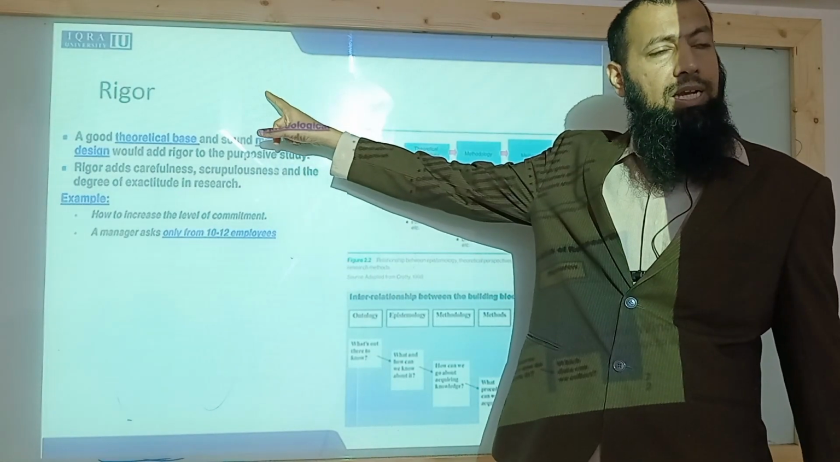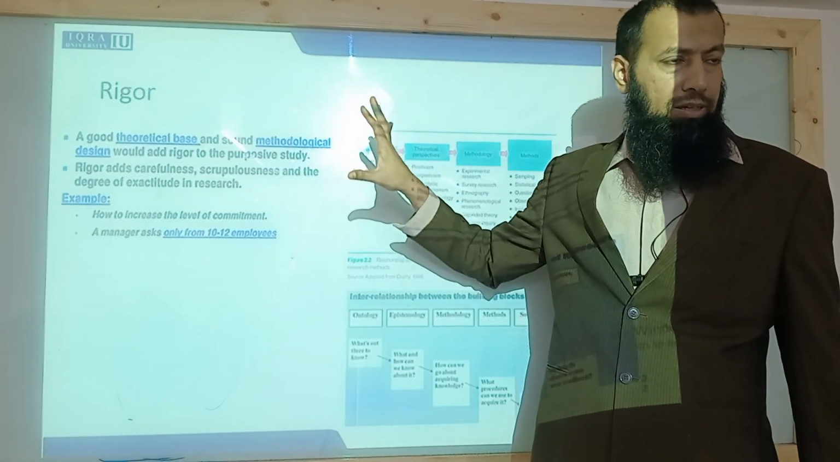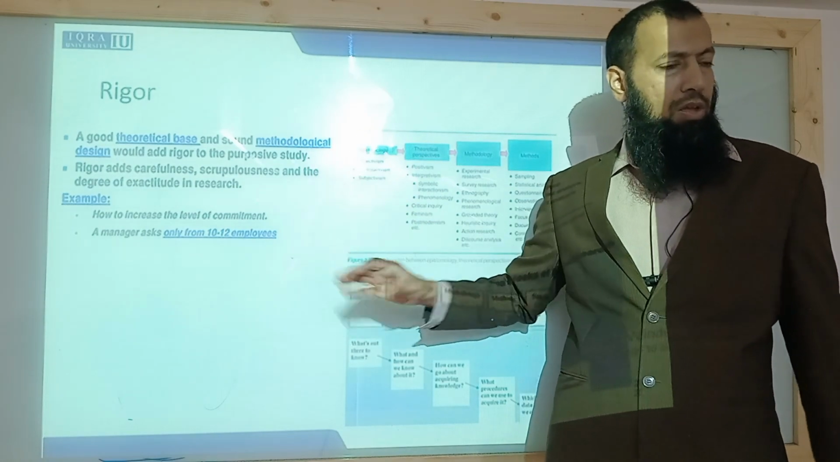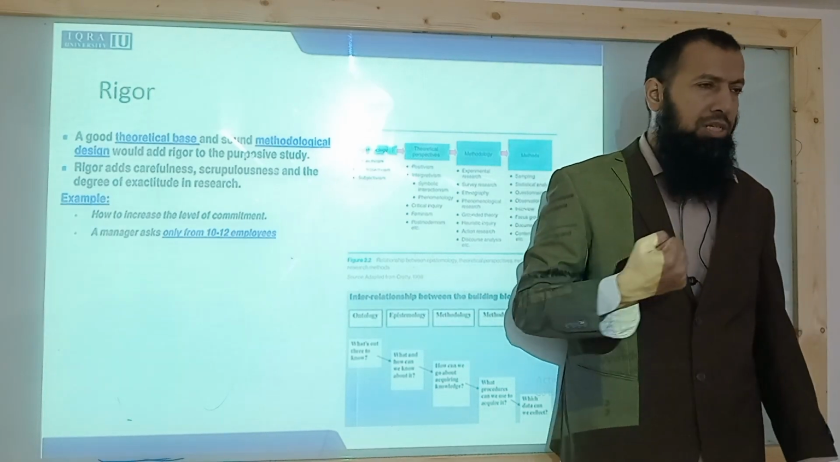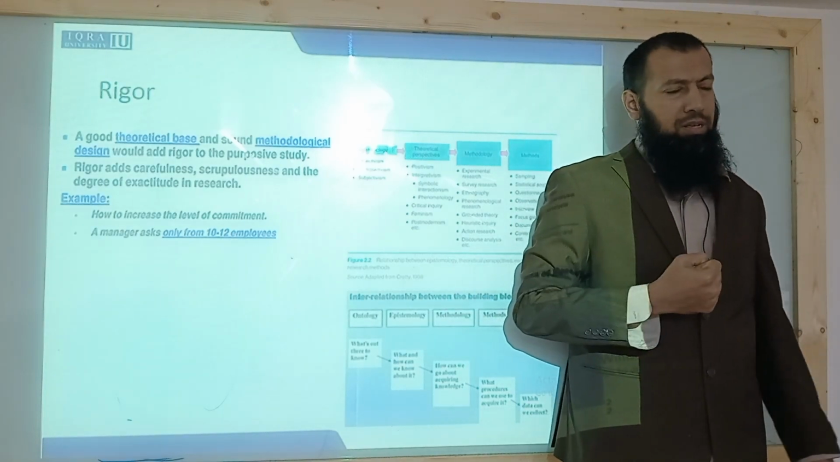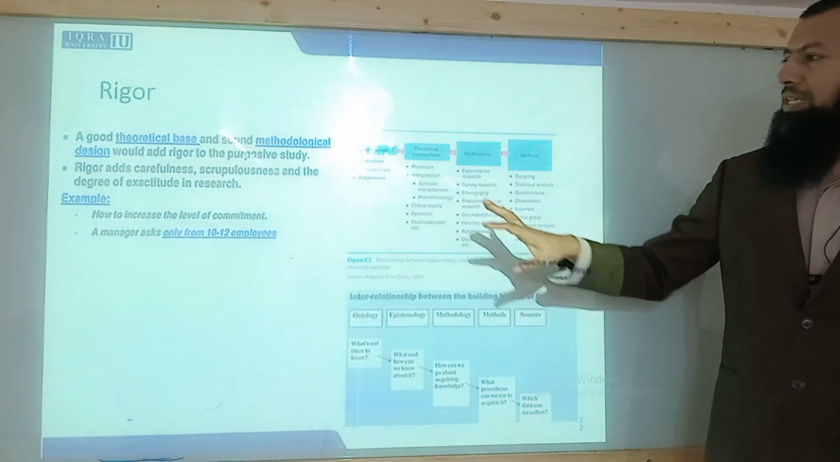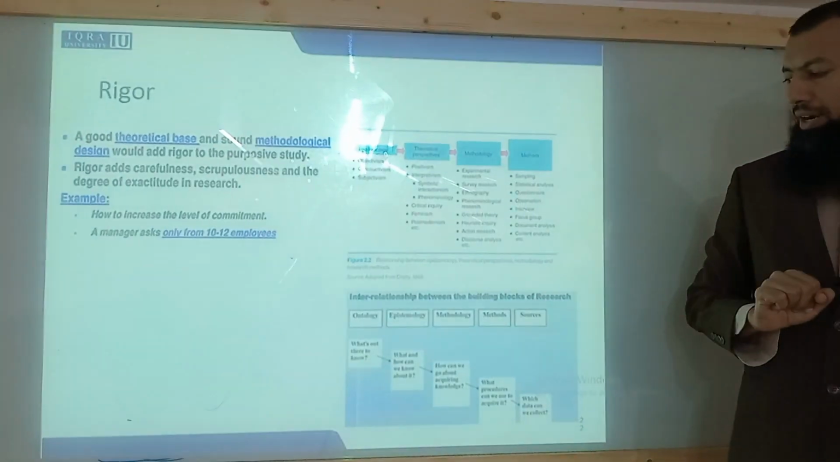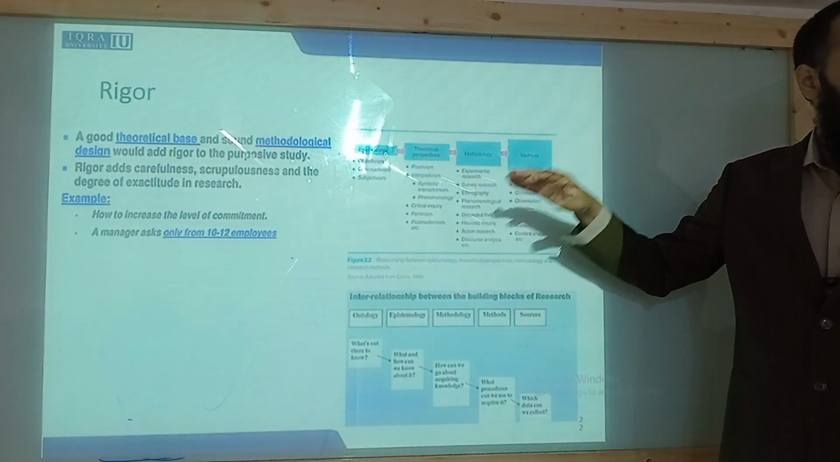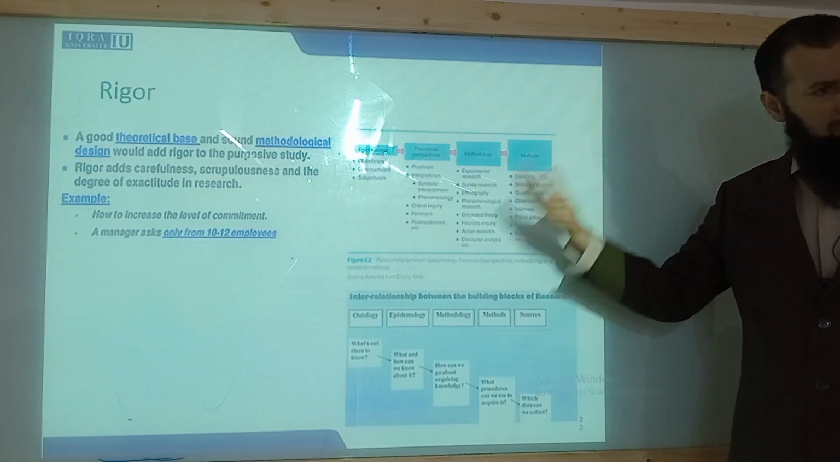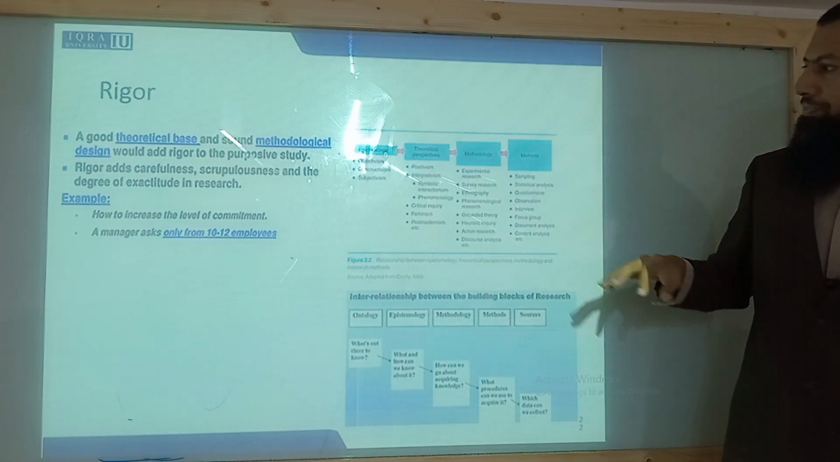So rigor basically ensures the external validity of your research. When your research is standard, it has rigor. So through rigor, basically you achieve the standard, and it can be replicated, it can be generalized to multiple different contexts.